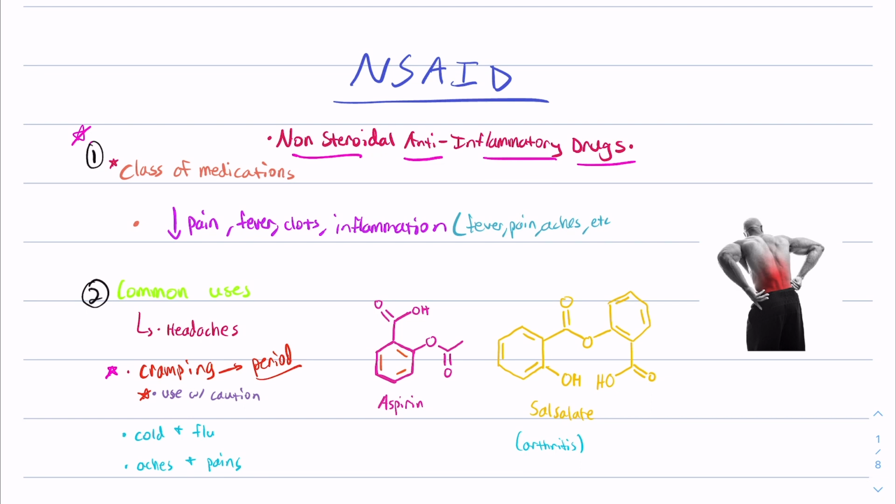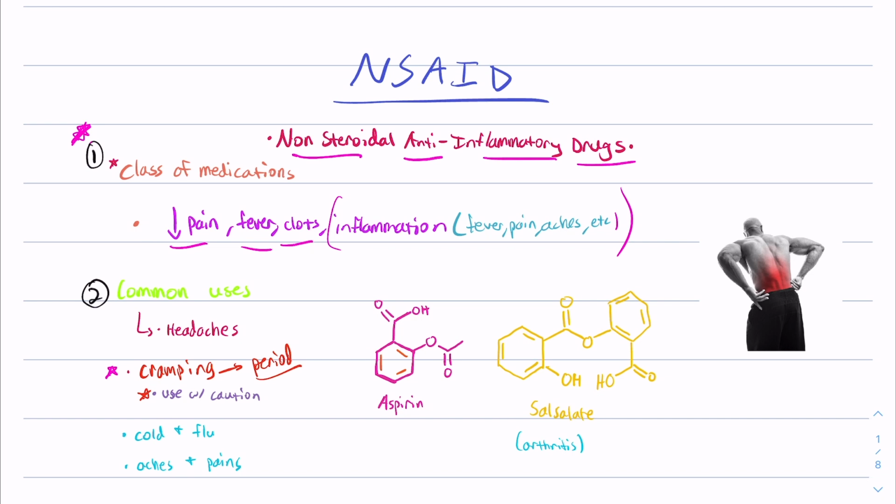So NSAID is a class of medications. These classes of medications reduce pain, fever, they thin the blood out, and so they'll reduce blood clotting, and they reduce general inflammation, which includes all these other things I mentioned. The inflammatory response of the body, it kind of reduces that. It keeps it from working well.